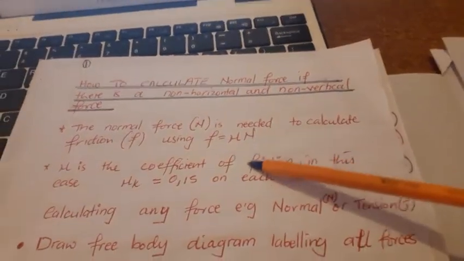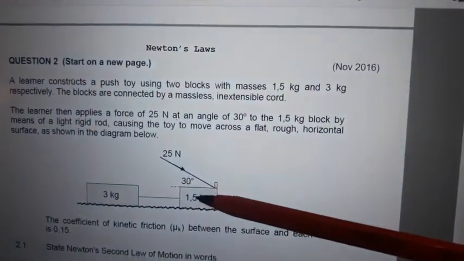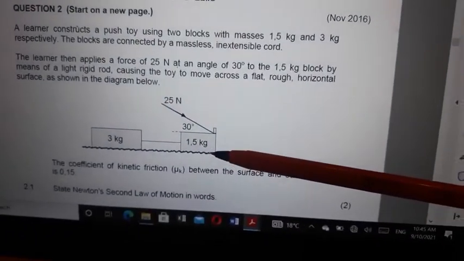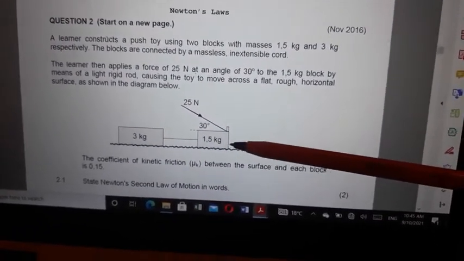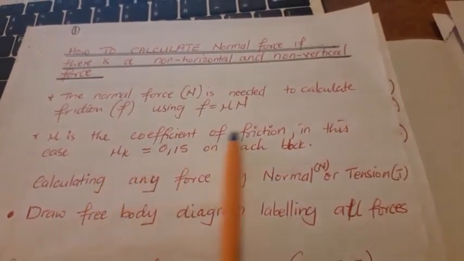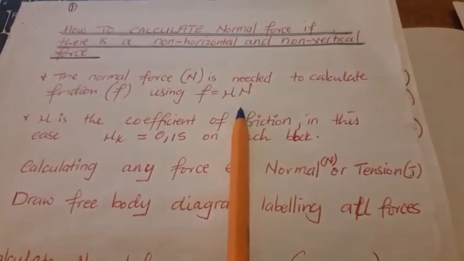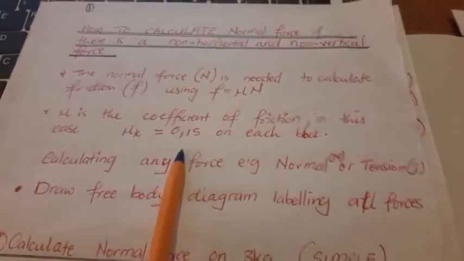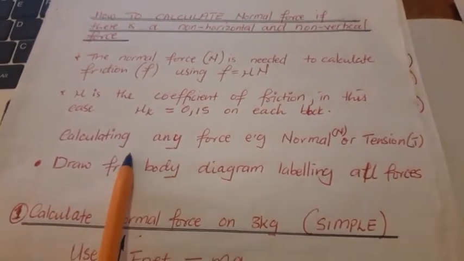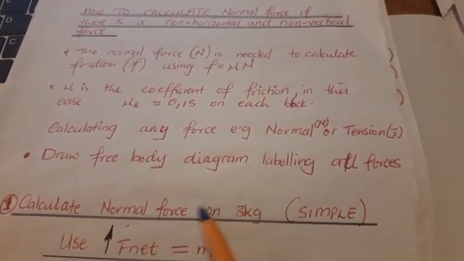So how to calculate the normal force if there is a non-horizontal and non-vertical force, like in this case. This will be my main focus, and I know most learners have a problem with that, but I'll do that in the next video. For now, let's go through the steps. The normal force is needed to calculate the frictional force. In most cases, you need to calculate friction and you need to know the normal force if you are given the coefficient of friction. When calculating any force, e.g. normal force or tension, draw a free body diagram and label all forces.